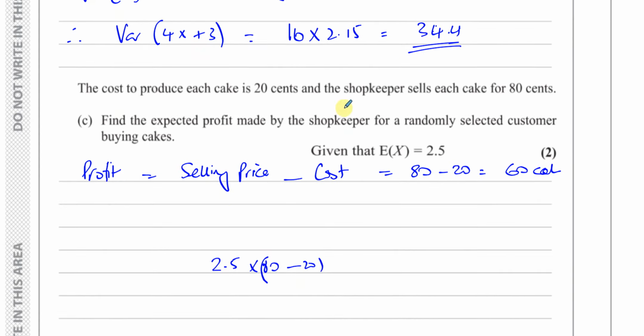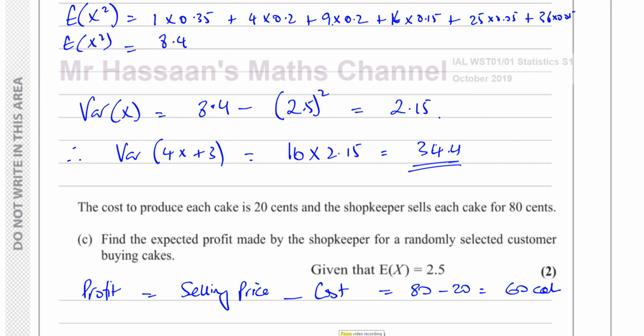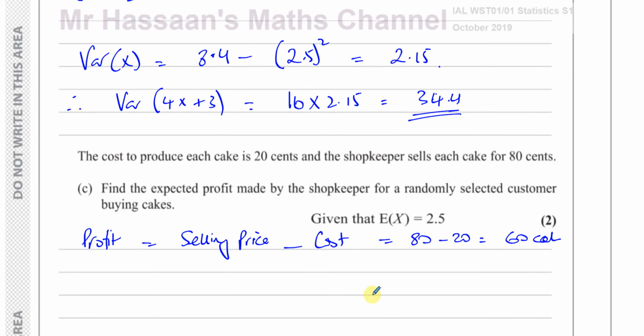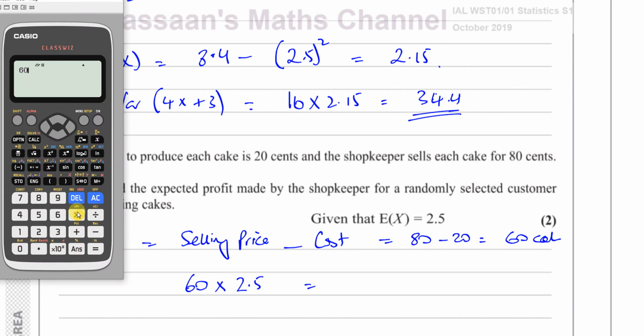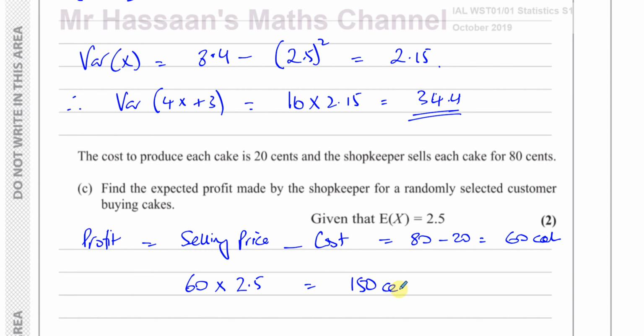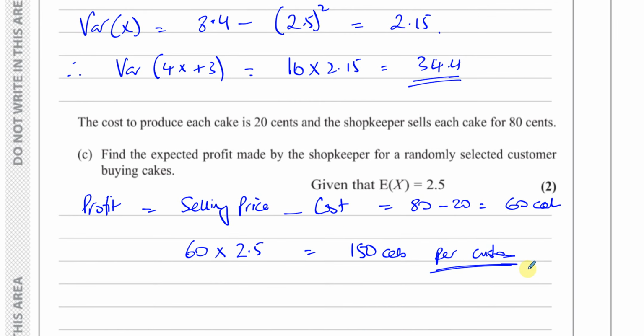So the expected profit, therefore, is 60 times the expected number of cakes sold, which is 2.5. That would be the profit for any particular customer. So you take 60 times 2.5, which is 150. So it's 150 cents per customer. That's the expected profit for a randomly selected customer buying cakes.